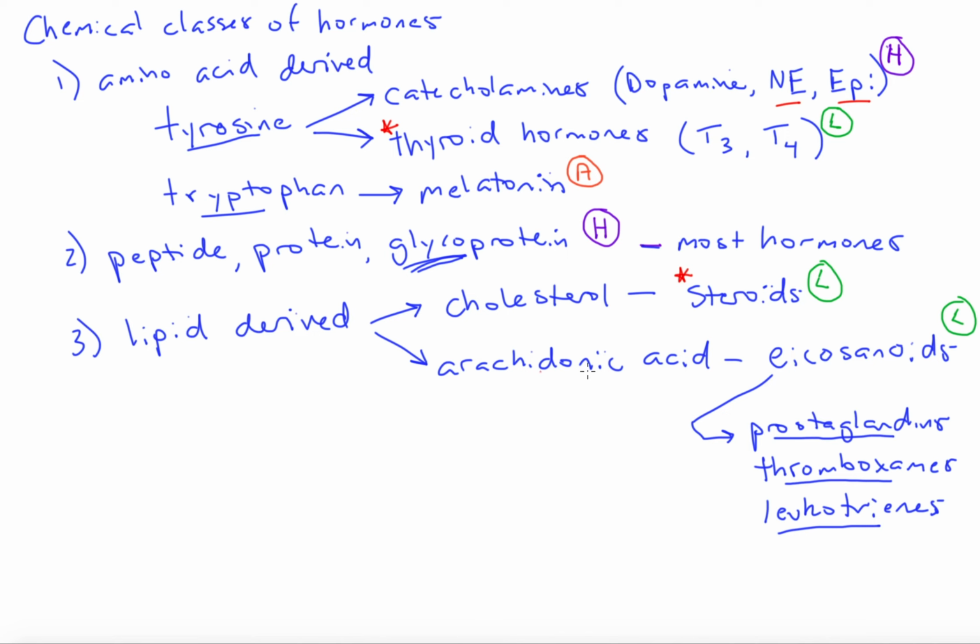We're not going to talk about the arachidonic acid metabolites as hormones. Should we know that they're involved in pain and inflammation? Sure, right? But we're not going to talk about them as hormones, so we can leave them out. So really, your lipophilic hormones are the steroids and the thyroid hormones, and everything else, the catecholamines and all of the protein, peptide, glycoprotein hormones are hydrophilic.